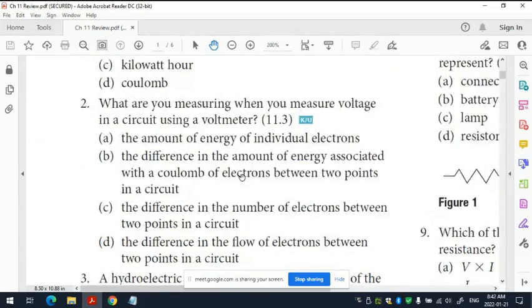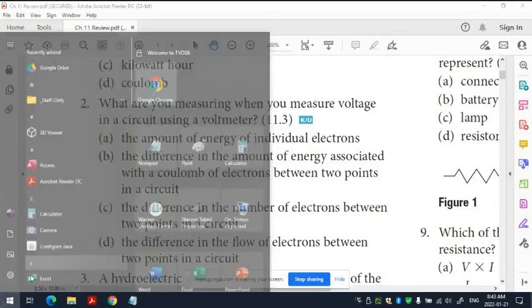Next. What are you measuring when you measure voltage in a circuit using a voltmeter? Do you measure the amount of energy of every single individual electron? Yes or no? Nope. Do you measure the difference in the amount of energy associated with a coulomb of electrons between 2 points in a circuit? Can someone tell me, what is a volt? Everyone, what is a volt? Okay, good. Let's review.